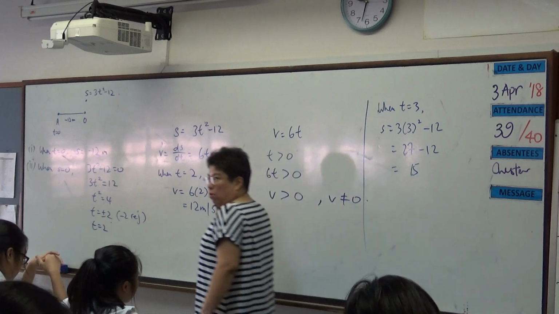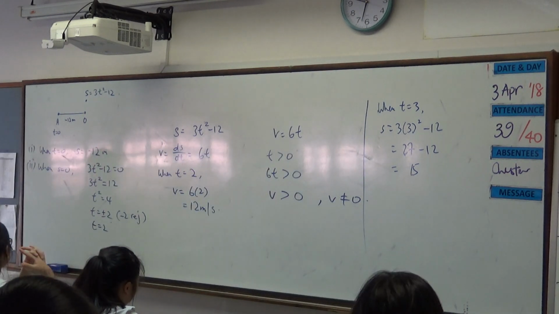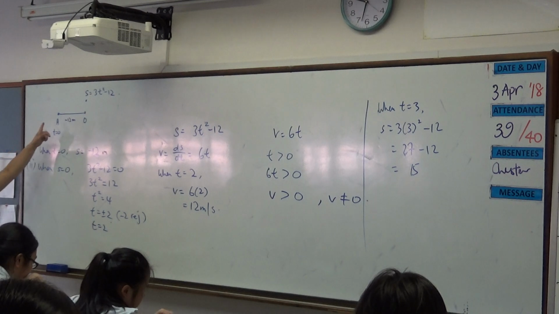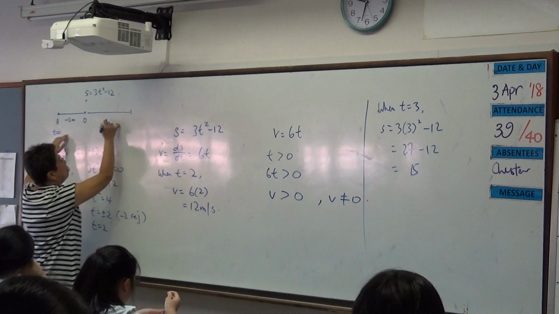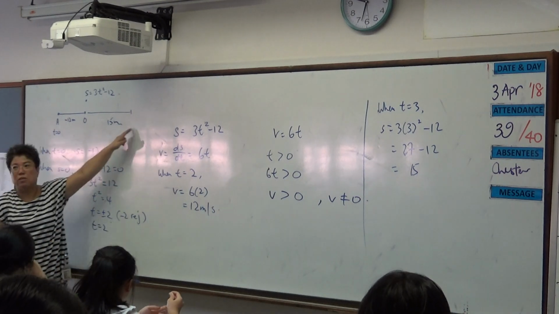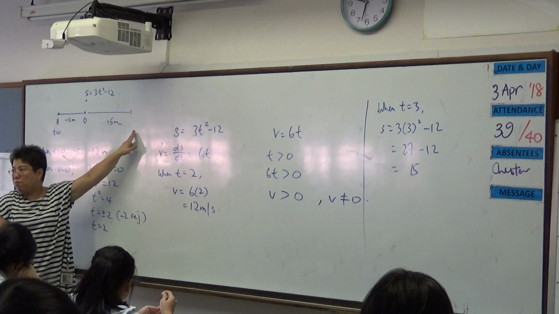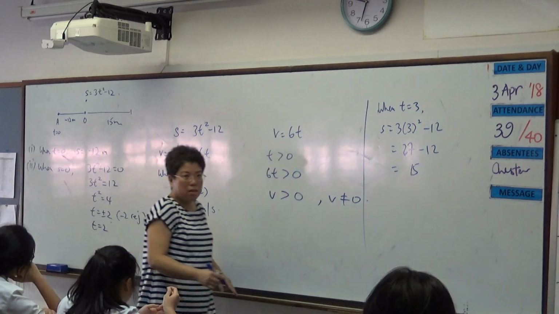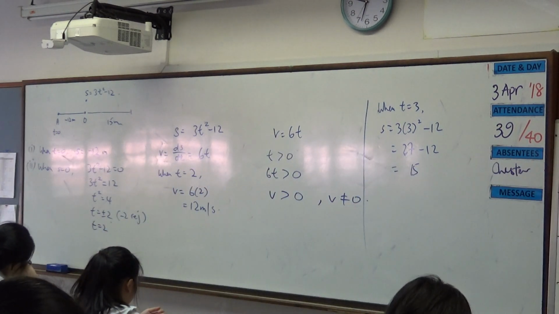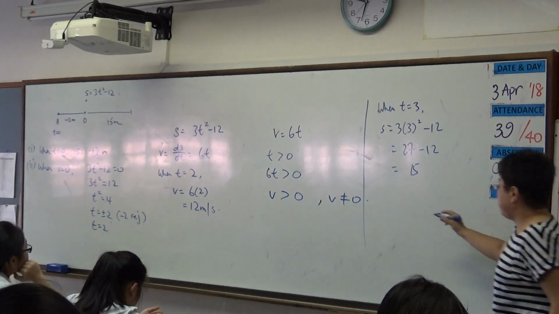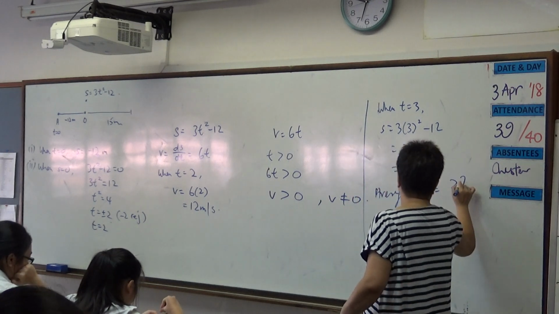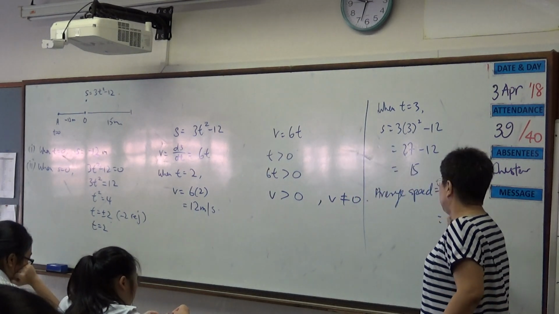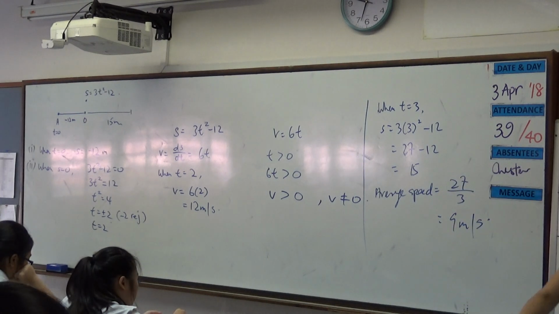Okay, now, when did the particle start to move? From point A, right? So it must be 15 plus 12, until 15 here, right? So what's the distance? 27, right? The distance is 27. What's the time taken? 3. Everybody okay? 3. So average speed will be 27 divided by 3, right? 9. Answer: 9 meters per second. Is everyone clear?